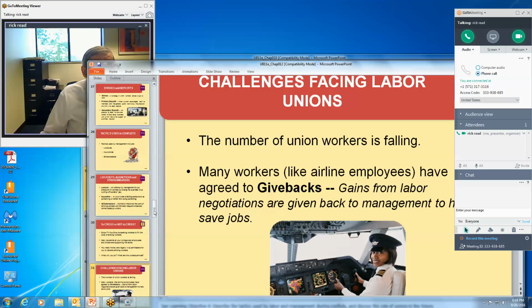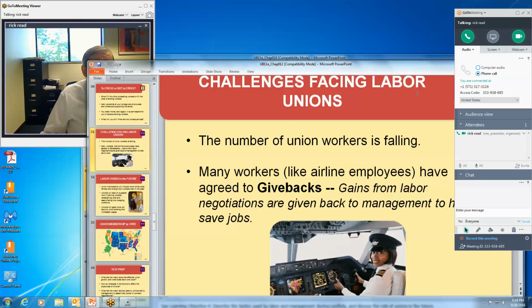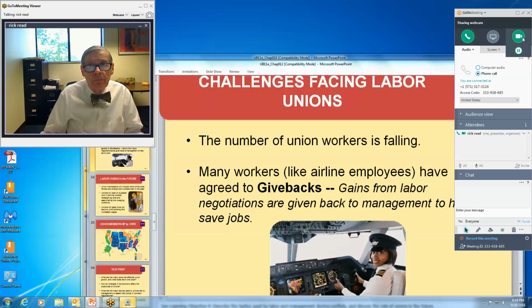Unions are facing a lot of issues today. We all know that. Union membership is falling. People don't see the need for unions. And of course, many unions have given back to their employers to maintain jobs.